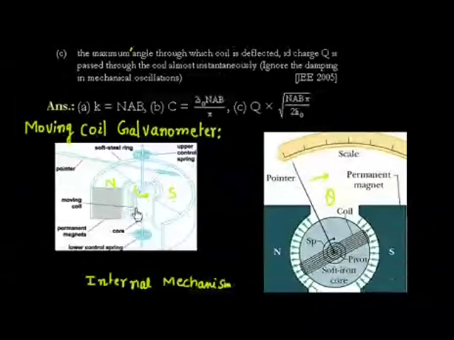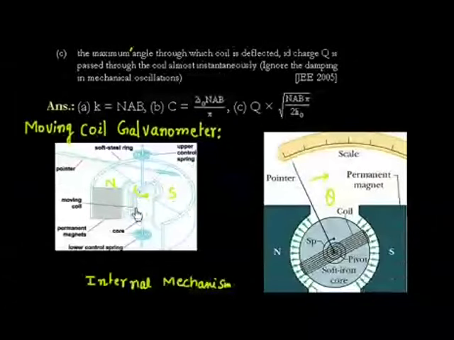This means the pointer is here, and after giving current I naught, it deflects. So this is basically the calibration of this galvanometer. If I know the current, I can calculate the constant K. So that is calibration. Initially we have to do calibration. Any instrument, I can calibrate.